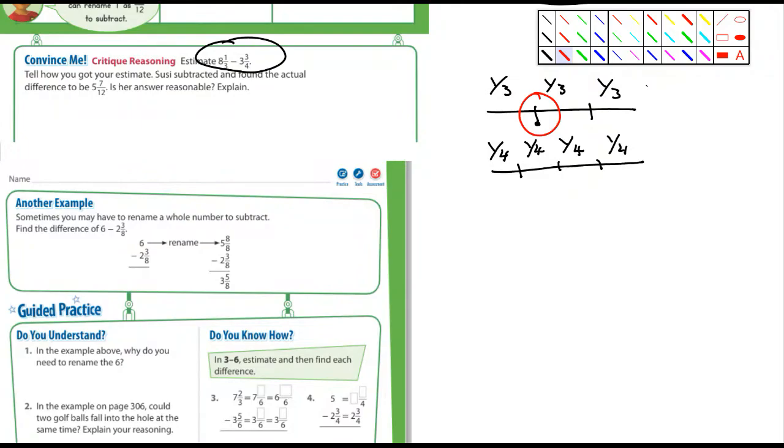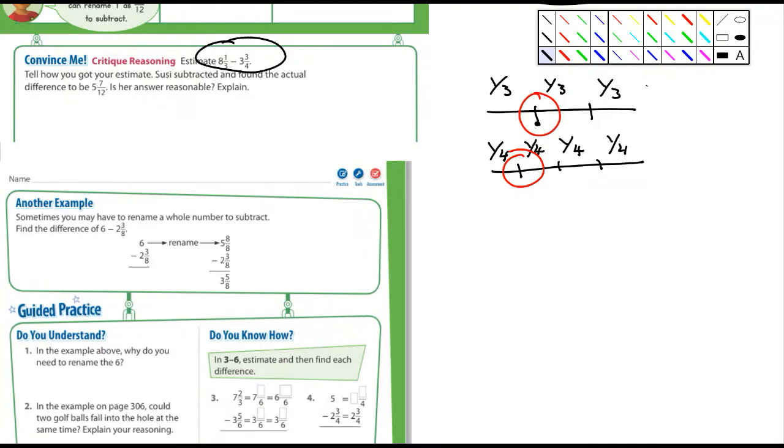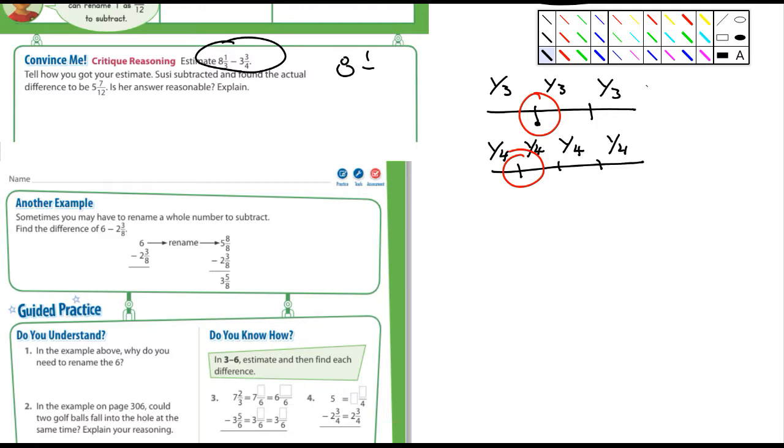Then they give us another example a little further down here. Sometimes you have to rename a whole number to subtract. Well, that's when we're borrowing. So we borrow from the 6, and it becomes 5, and then we have an 8 over 8 to subtract the 3/8 from. Okay. Number 1 here, do you understand? It says in the example above, why do you need to rename the 6? So we can subtract the fractions.